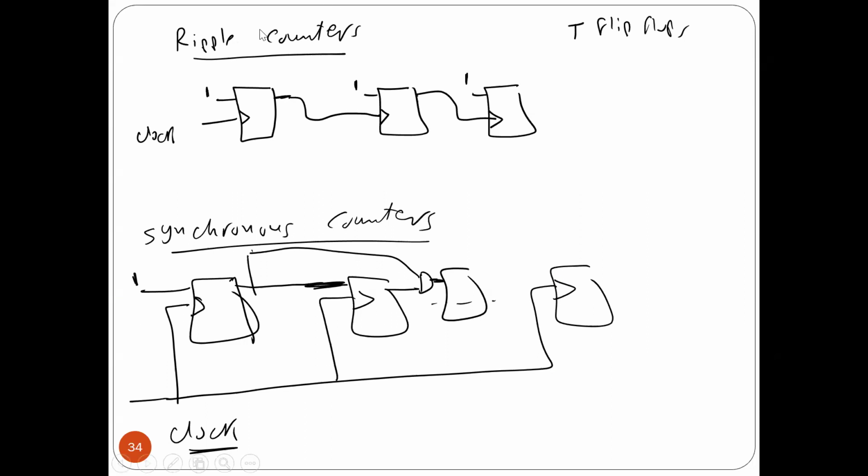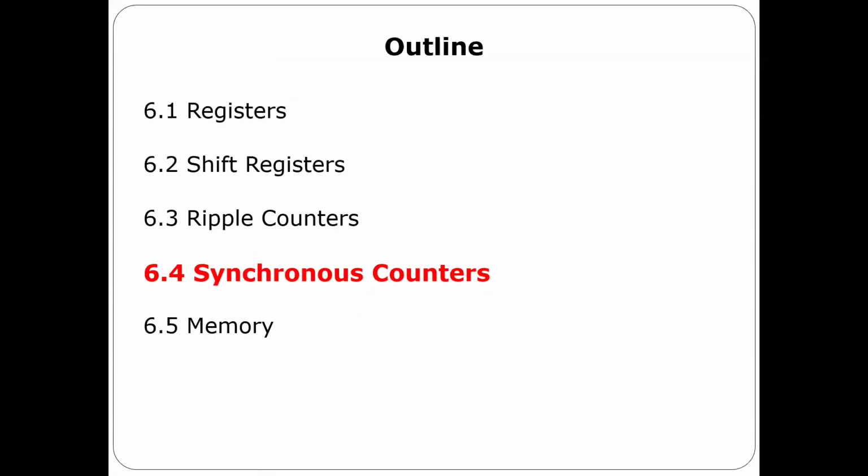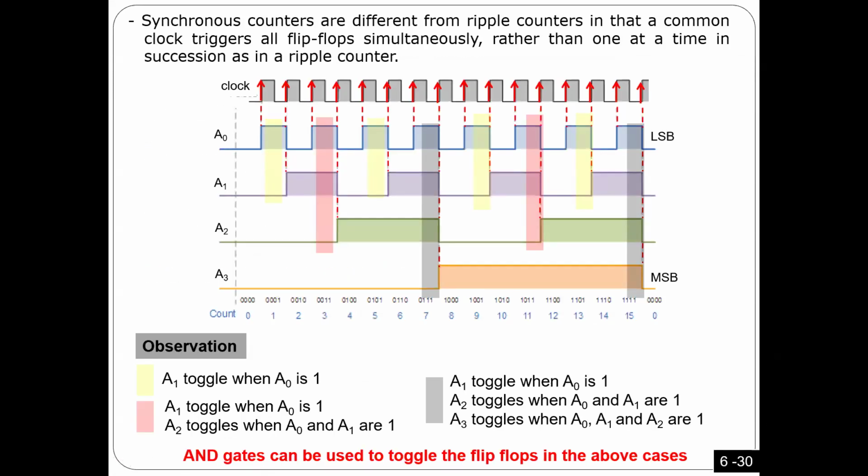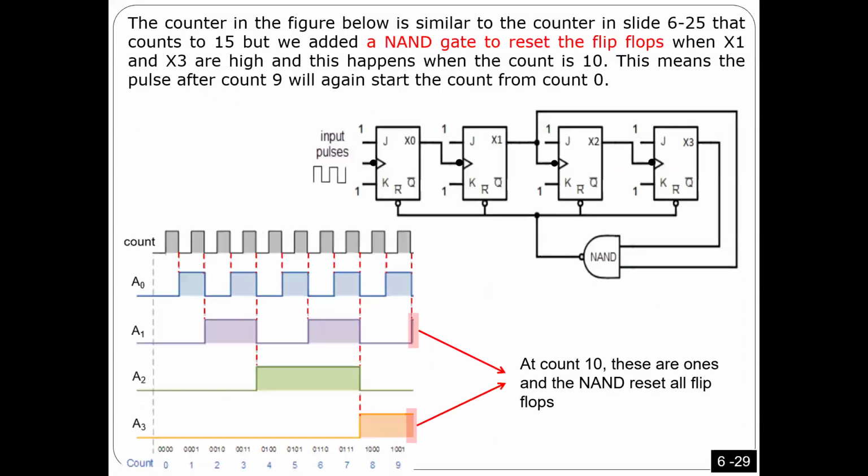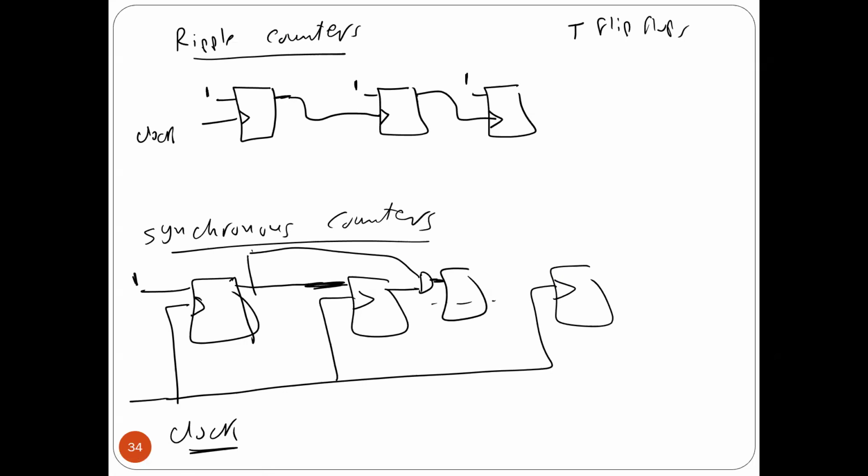So I told you we're going to design two counters. One is called ripple, the other is called synchronous. There are some similarities and some differences between them. The similarity is that we usually use T flip-flops in counters. If you look at the figure for counting, each bit either does not change or toggles, and that's a T flip-flop. That's why it's very attractive for designing counters.